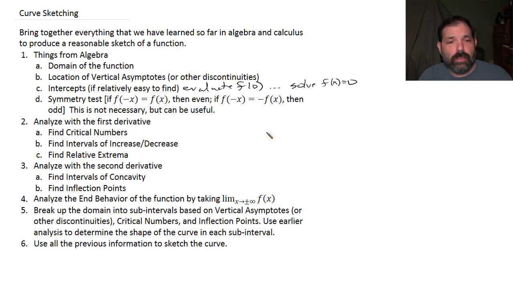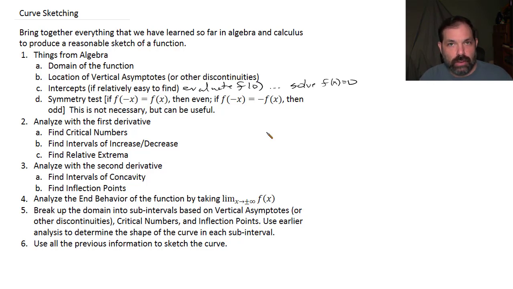And then we can run a symmetry test to see if the function is odd or even. Now, that's not necessary, but it can be useful because if you do notice symmetry to the curve, then you only have to do half the work and then just use the appropriate symmetry.